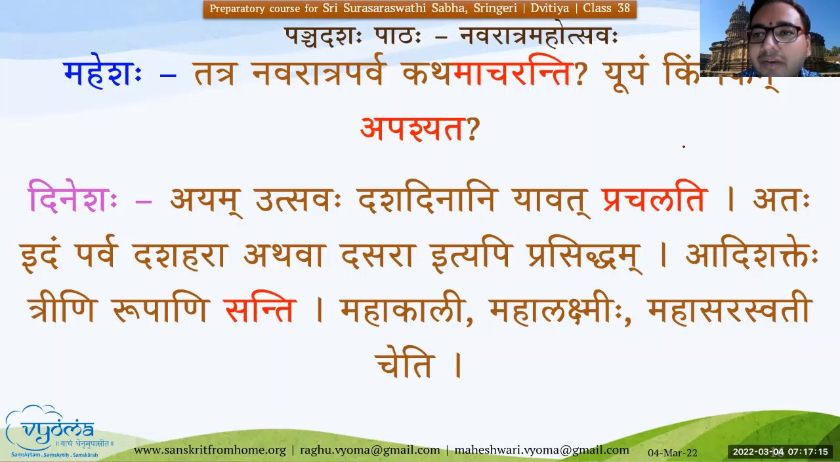Kim Kim, what all did you see? That is how the Dvirukti of repeating the same word works. Kim again will add to that, what all. Anyat kim apashyata, if you ask in that way, what else did you see? Anyat kim, so what else? Kim kim, what all? That's how by just changing one word, the meaning of the sentence can change. Now, tatra is again an avyaya. Navaratra parva. So parva is a nakaranta shabda, nakarantaha napumsakalinga shabdaha, similar to karma shabda.